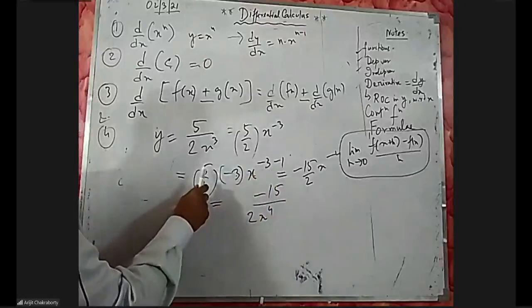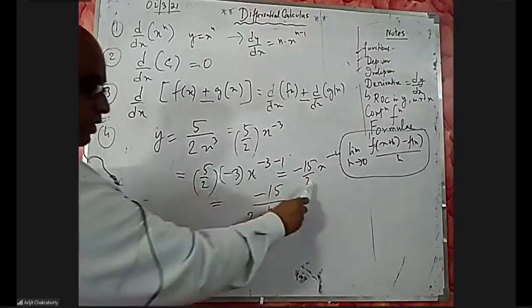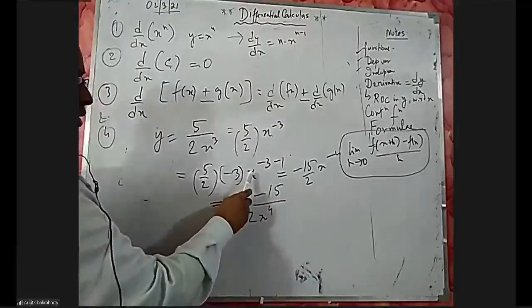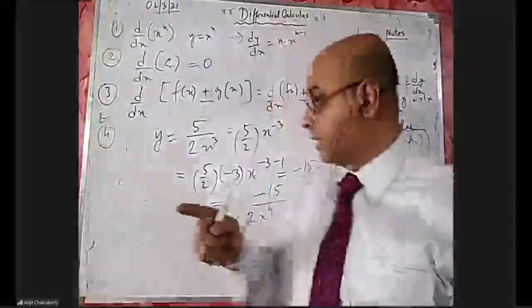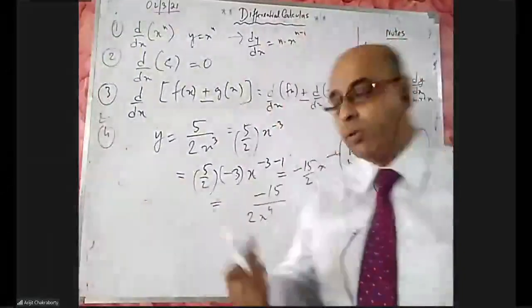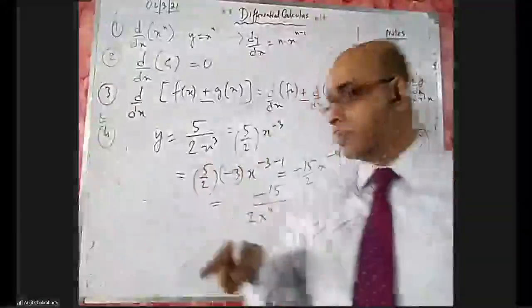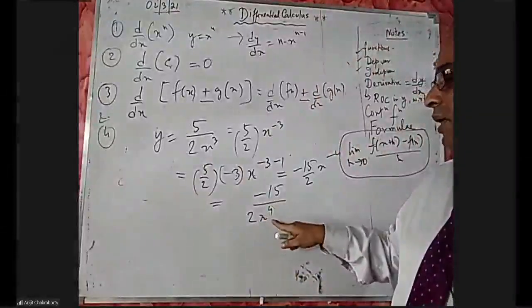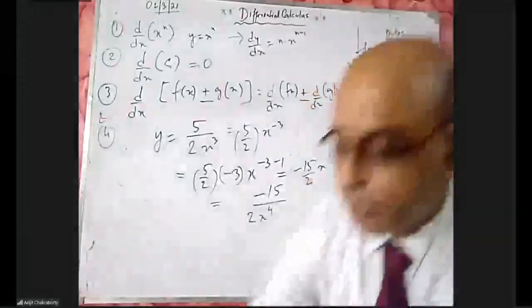So we have in the numerator minus 3 into 5, that is minus 15. 2 is the denominator, 2 comes here. And x to the power minus 3 minus 1 means x to the power minus 4. So I've written x to the power minus 4. When you reverse this, it becomes minus 15 by 2, and in the denominator we get x to the power 4. Right? I hope this is clear.